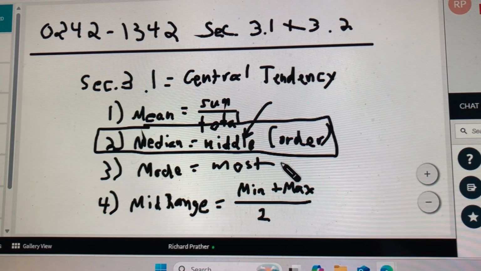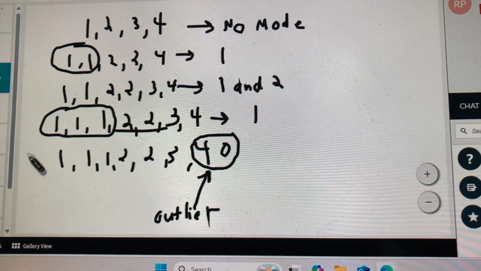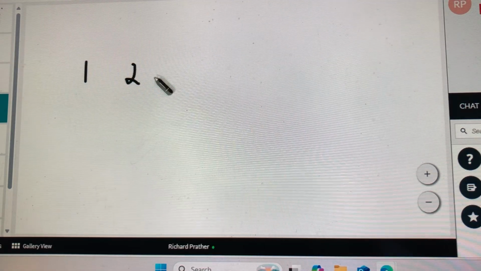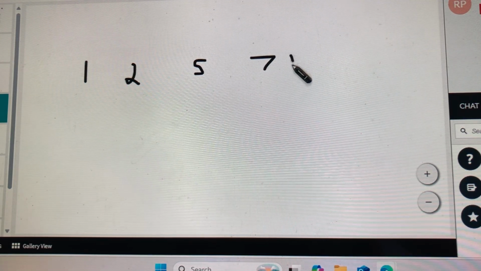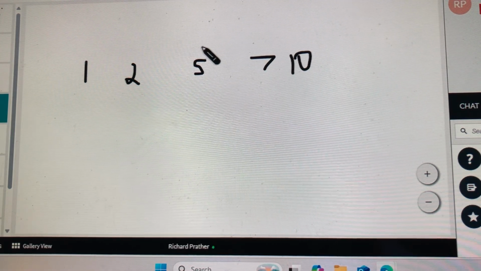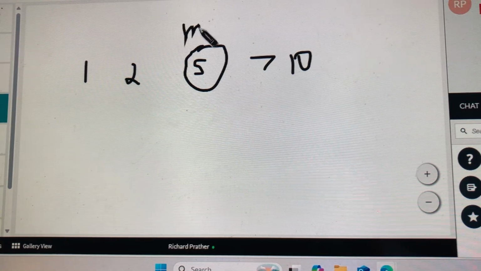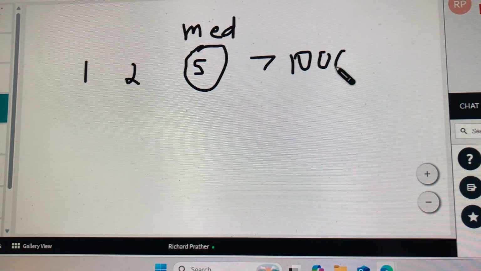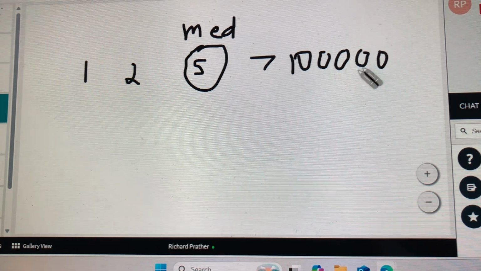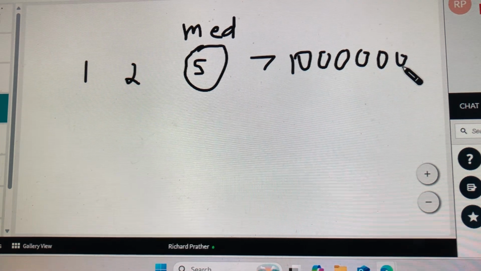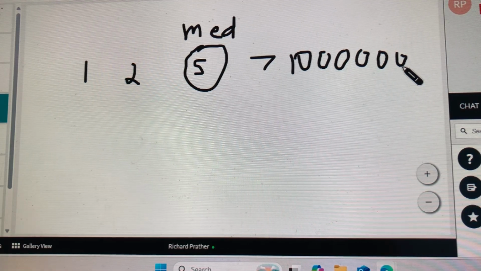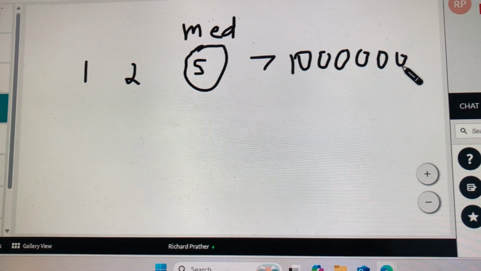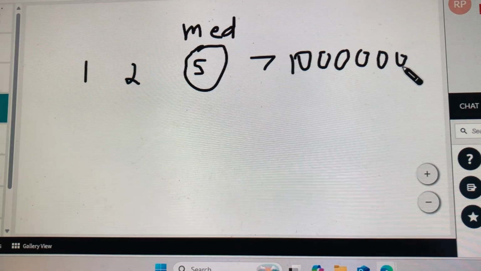Outliers never happen in the middle. They're at the beginning and the end. So go back to my one example of 1, 2, 5, 7, and 10. The median is 5 because there's two numbers smaller and two numbers bigger. You could change the 10 to 100 or 1,000 or 1,000,000, and all the other answers get greatly changed, but the median's still 5. It doesn't care what's happening way at the beginning or way at the end.